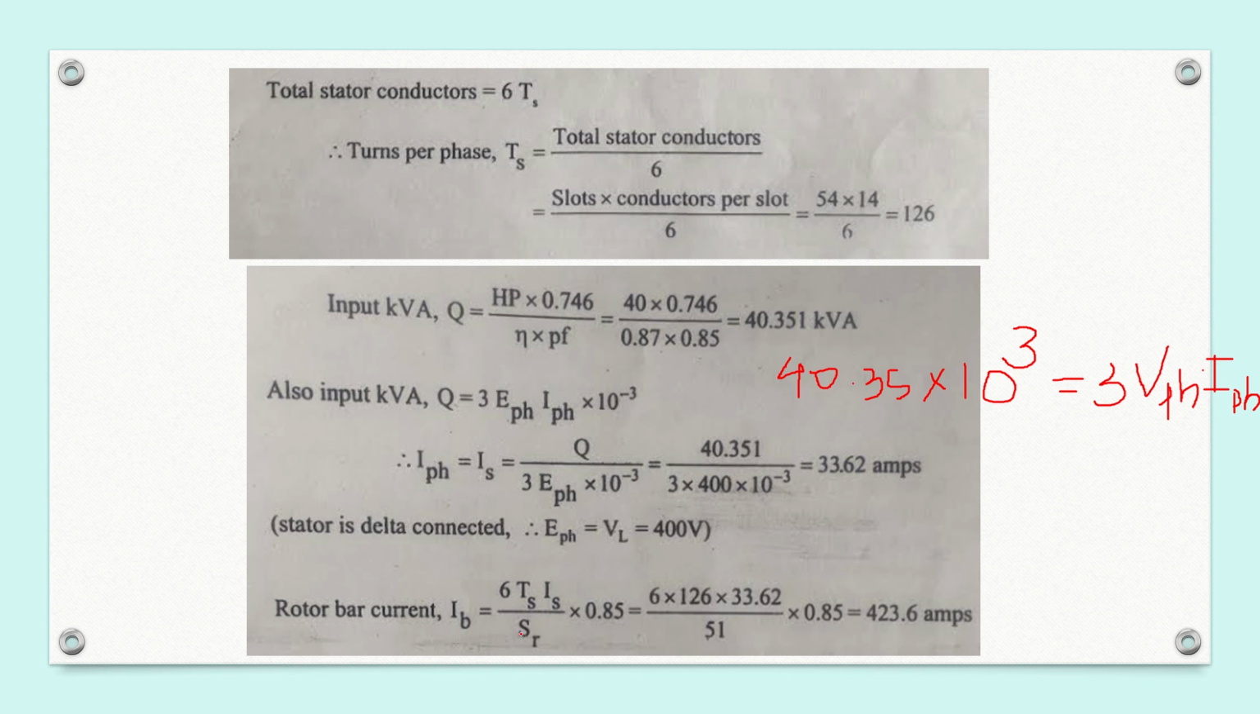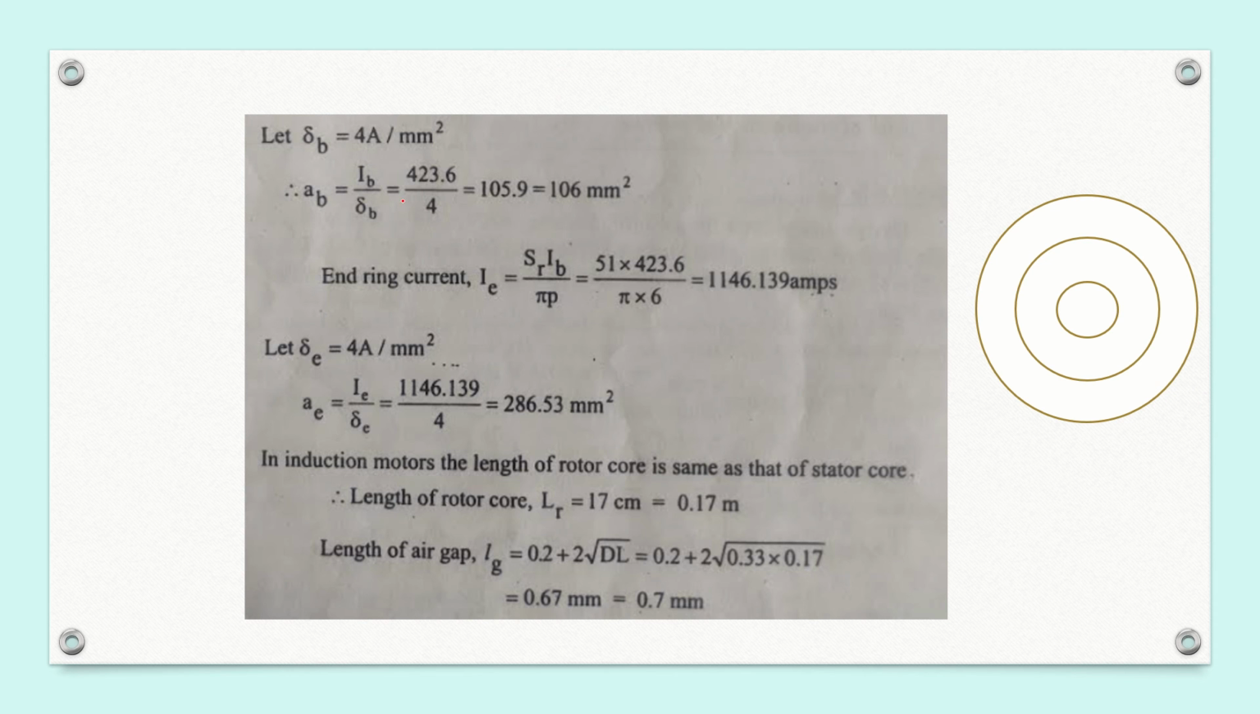SR we have fixed as 51. Substituting all the values, we will get the value of rotor bar current as 423.6 amperes. Now we need to calculate the area of cross section of the rotor bar, which is equal to current divided by current density. Current in the rotor bar divided by current density of the bar.